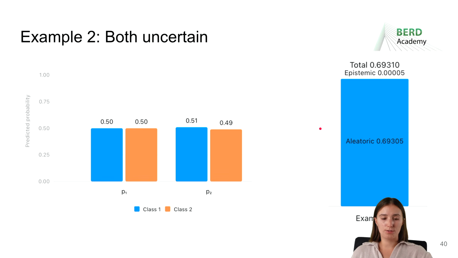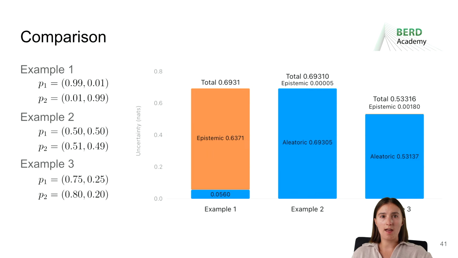Okay, so now we looked at the 2 extremes. We had one example where we had a lot of epistemic uncertainty, and one example where we had a lot of aleatoric uncertainty. And now I want to show you a third example where the total uncertainty differs a little. Namely here, example 3, where we have model 1 that predicts class 1 with 75% probability and 0.25 for the second class, and a second model where it predicts 0.8, so 80% for the first class and 20% for the second class.